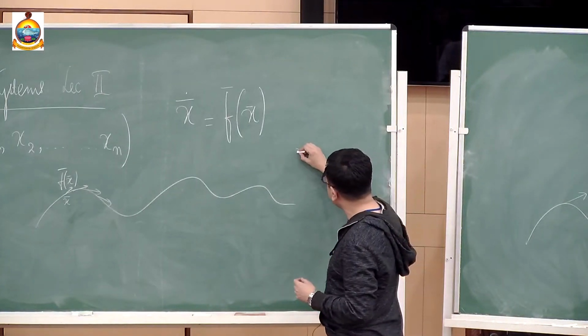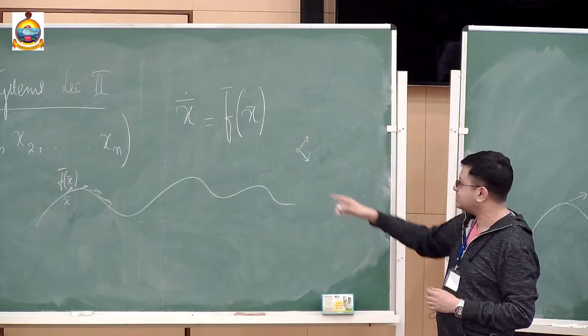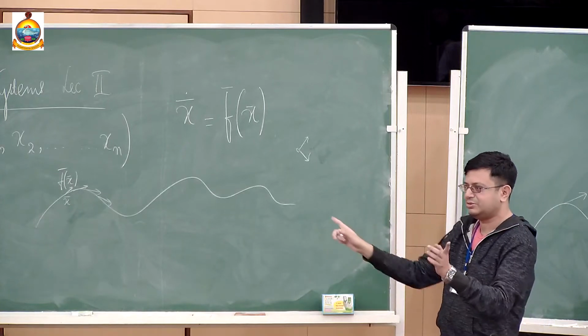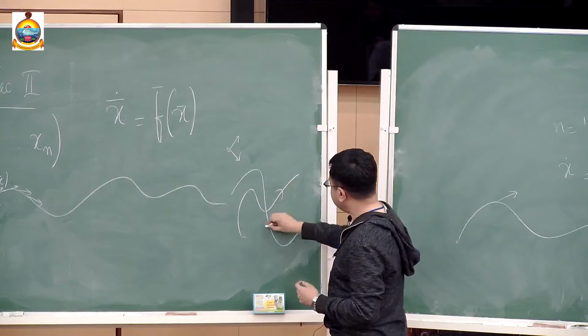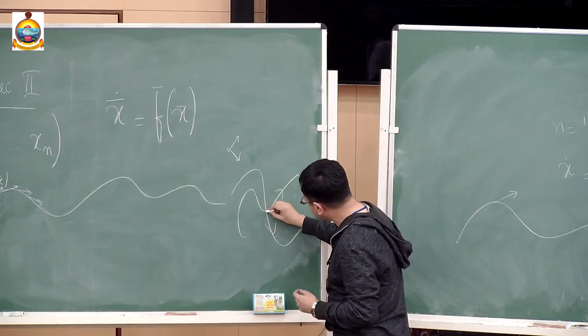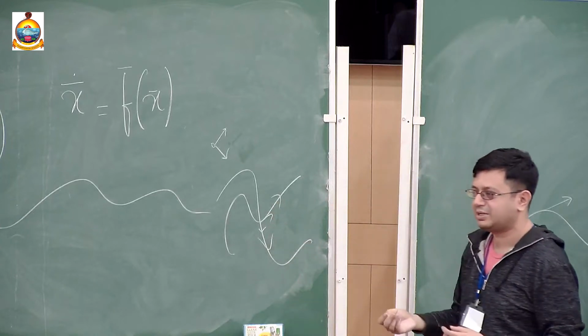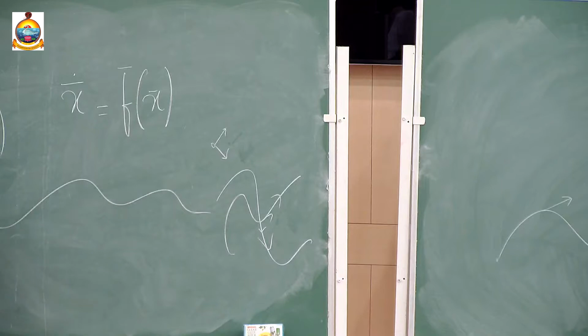It cannot be that at one point there is one vector going this way and one vector going that way, because the function is single valued. At every x there is just one f of x. So that is why this kind of thing cannot happen: at this point, there is one vector pointing this way and one vector pointing that way, that cannot happen simply. Okay.